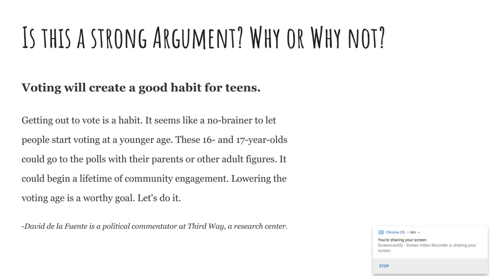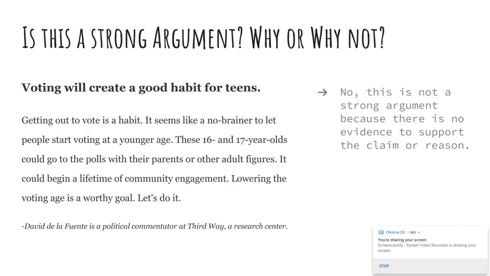Is this a strong argument? Why or why not? So I have to think, is it convincing me? And I don't think it is. No, this is not a strong argument because there is no evidence to support the claim or the reason. So when you're evaluating whether an argument is strong, you want to think, does it have all of the parts of an argument? And do all of those parts connect and support each other? Here, we have some of the parts, but we do not have evidence.